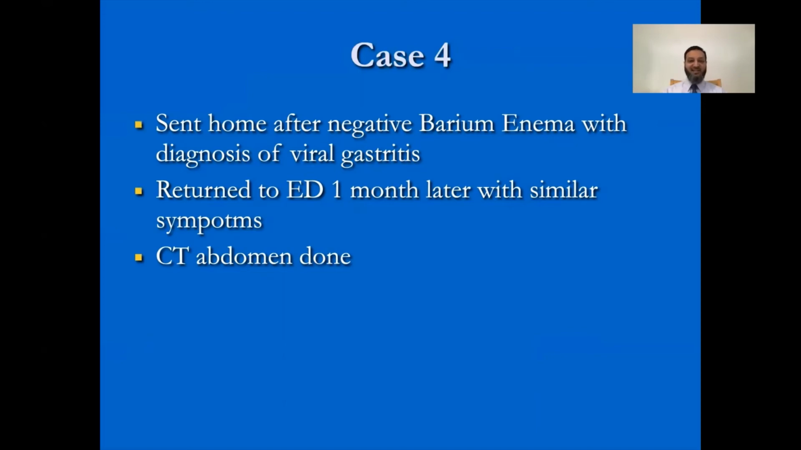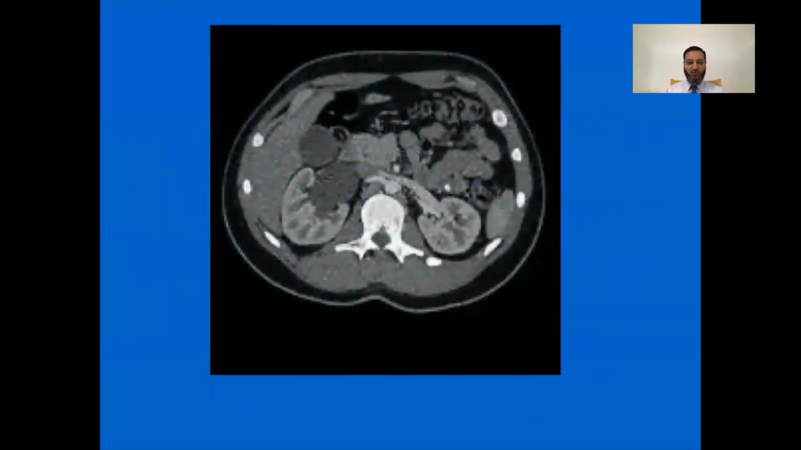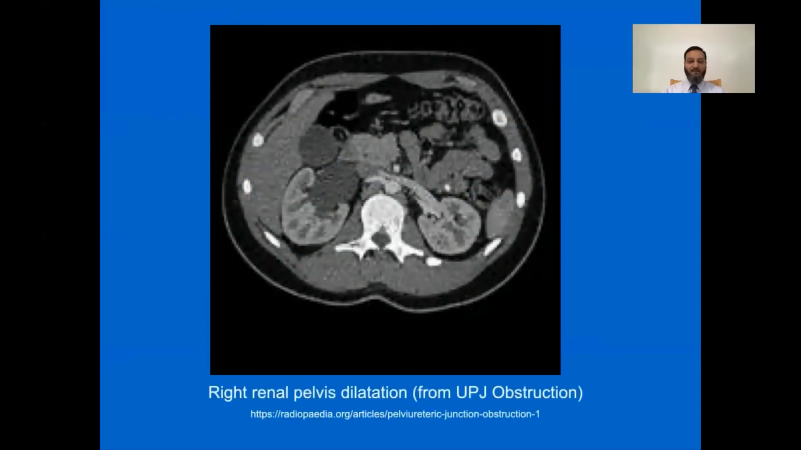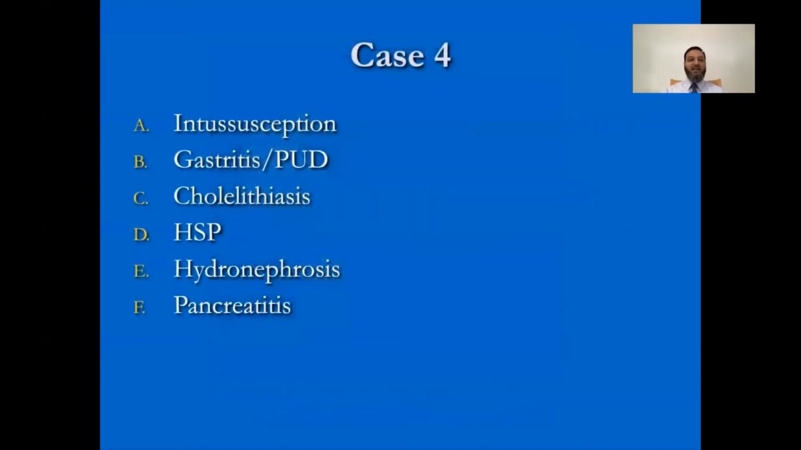And at that point, a CT of the abdomen was done. And this is what the CT of the abdomen showed. It showed a dilatation of the right renal pelvis, consistent with and secondary to a UPJ obstruction, or ureteropelvic junction obstruction. So now looking back at our choices, this patient actually was diagnosed with hydronephrosis, or renal pelvic dilatation secondary to a UPJ obstruction.